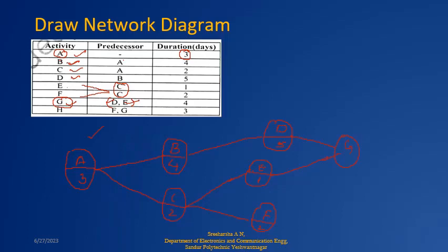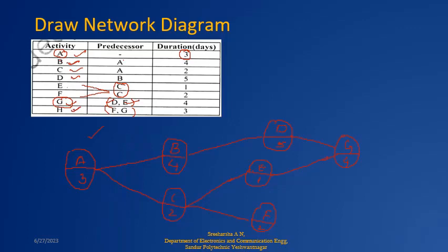And how much time will it take? So D completed, E completed. After these 2 complete, G will start, and it will take 4 days. Now the next activity after G is H. Again, what is happening here? 2 activities are given in the previous activity, that is F and G. Both should complete.